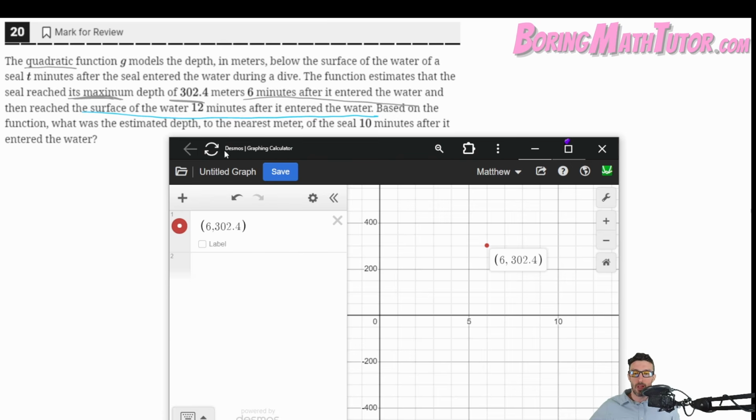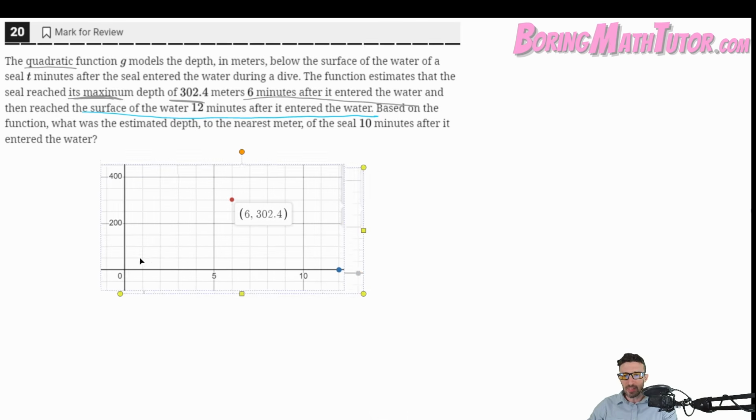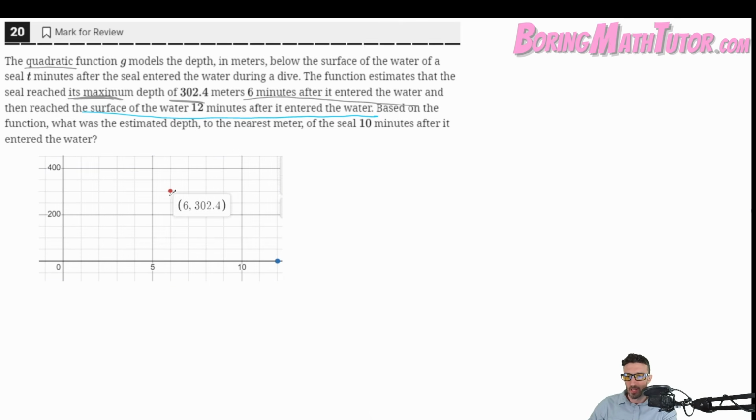But we also know another point. We know that 12 minutes after it entered the water, it hit 0 because it hit the surface. So in other words, it has no depth there. But remember, this is the maximum. So when you think about what this is going to look like, it's got to have symmetry around the maximum. That means if it's hitting 6 to the right of the 6 at 12, it must also be hitting 6 to the left of the 6 at 0. So that gets us an extra point, actually.